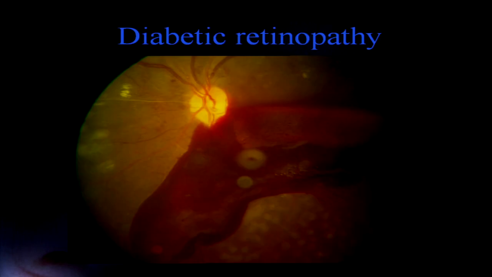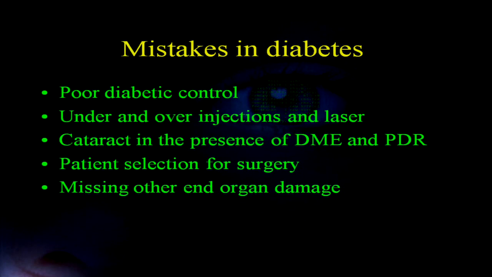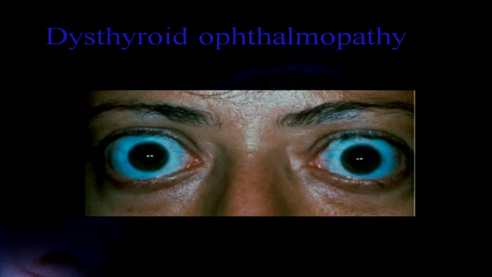In endocrinology, diabetes is one of the major causes of referrals to our center. One of the most major mistakes in diabetes is poor diabetic control. Under- and over-injections and laser are quite possible. With cataract in the presence of DME and PDR, if you do the cataract without actually addressing the DME or PDR, things can go worse. In patient selection for retinal surgery, sometimes you operate and the patient does not improve. Sometimes the patient who might improve, we do not operate. So patient selection is very important, and mistakes can happen in that. And sometimes we can miss other end organ damage like nephropathy, etc.